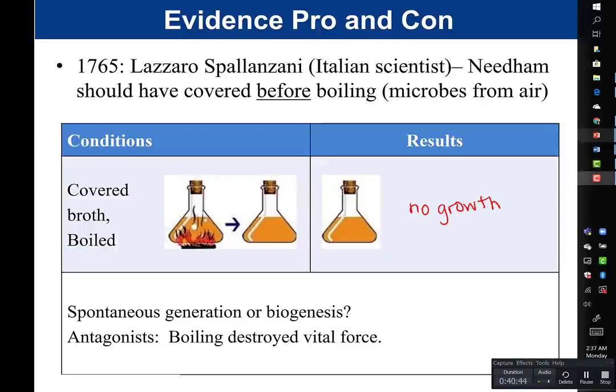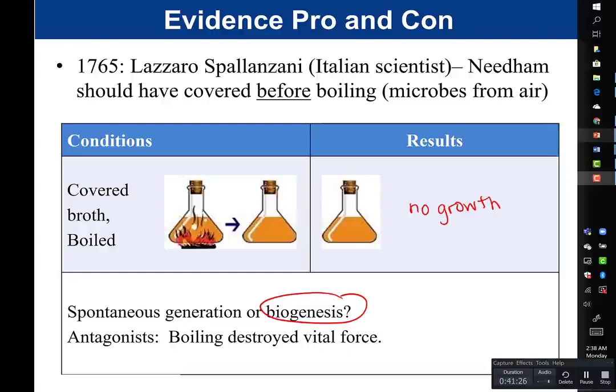That's because by covering it first and then boiling, the boiling is going to kill off any microbes. And now because it was covered before the boiling, nothing could fall in and nothing could grow. So is this experiment in support of spontaneous generation or biogenesis? Answer is it's in support of biogenesis. Life comes from life. So he argued that by doing the experiment this way, that is why you didn't see anything growing, because nothing could fall in, which shows that life only comes from life.